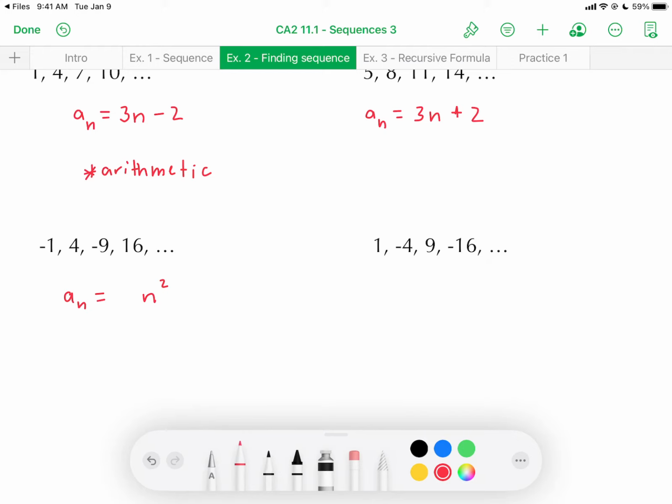Now, we have to consider that there's a sign change every other term, though. So clearly, if I plug in 1 right now for n, 1 squared is 1, but I need it to be -1. Okay? So this is very common for sequences to be presented this way, where every other term the sign changes. Here's how we would account for that. Take your n squared, and you're simply going to multiply it by a -1 raised to the power of n.